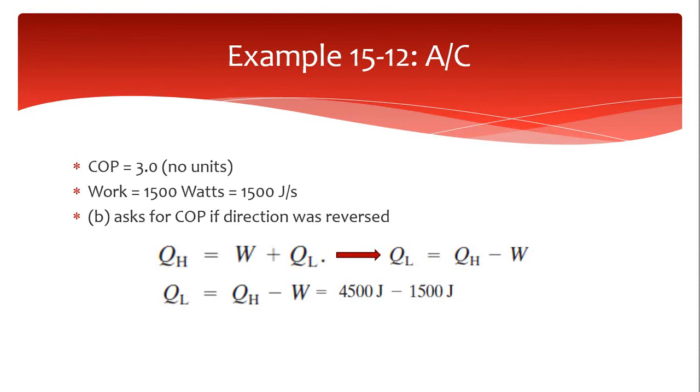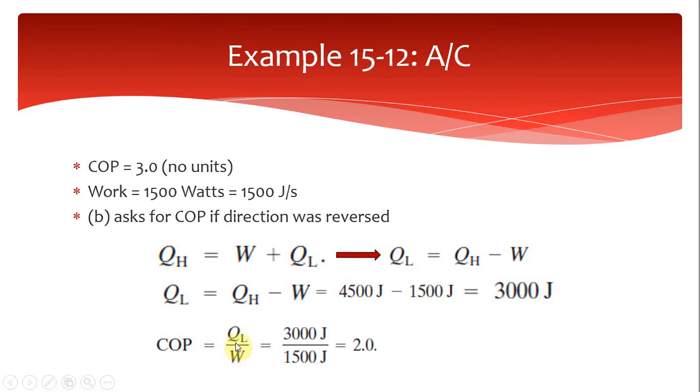We calculated the heat added in part A, and now we're going to use that to find the heat lost per second and then the coefficient of performance. Okay, our heat lost is 3000 joules. The formula for coefficient of performance is heat lost over work. The heat lost is 3,000 joules. The work being done is 1,500 joules, so your coefficient of performance for this particular air conditioning unit is 2.0.